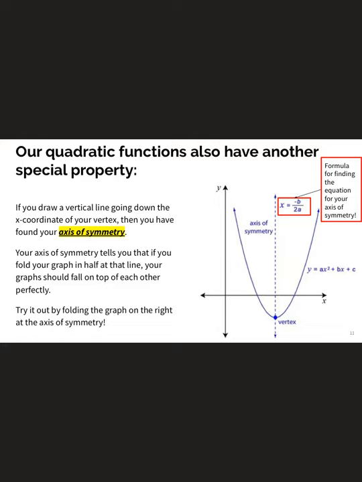And so your axis of symmetry tells you that if you fold your graph in half at that line, your graphs should fall on top of each other perfectly. If you've actually printed out these notes, you can try this out on your paper by folding your paper right down this line and seeing that this curve and this curve should fall directly on top of each other. In lessons 9 and 10, we're actually going to go over the formula for finding the axis of symmetry. So let me just label that we're going to be covering this in lessons 9 and 10. But for now, we just need to know how to find it graphically.